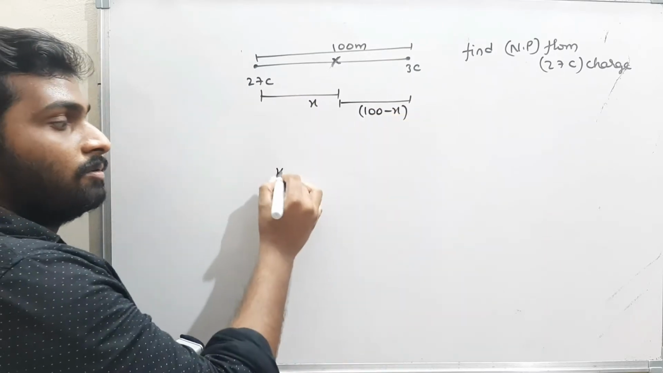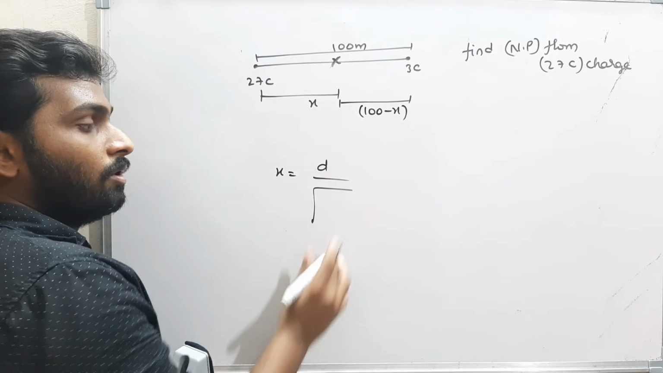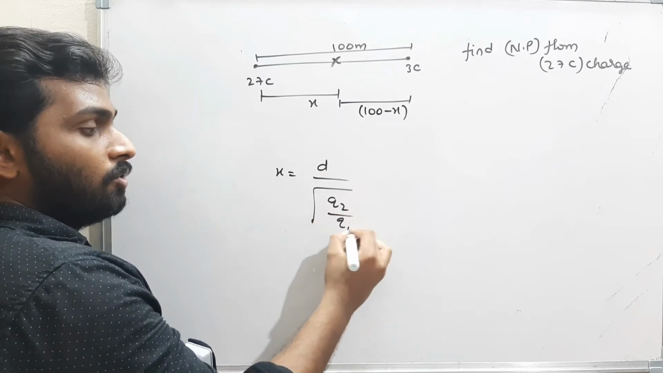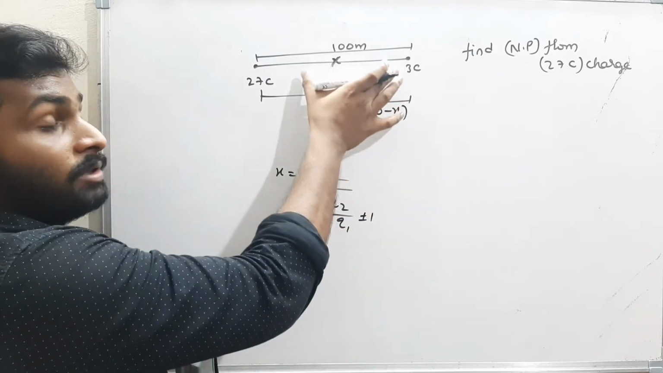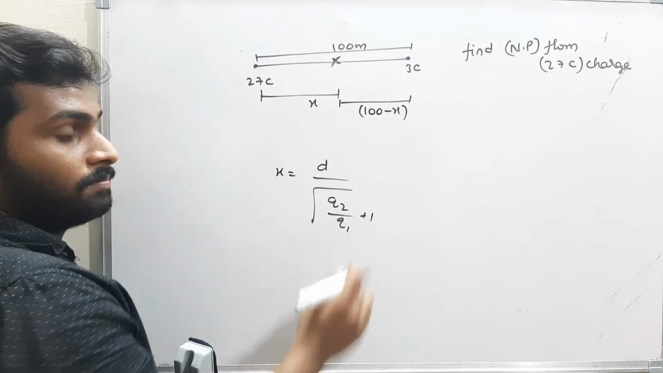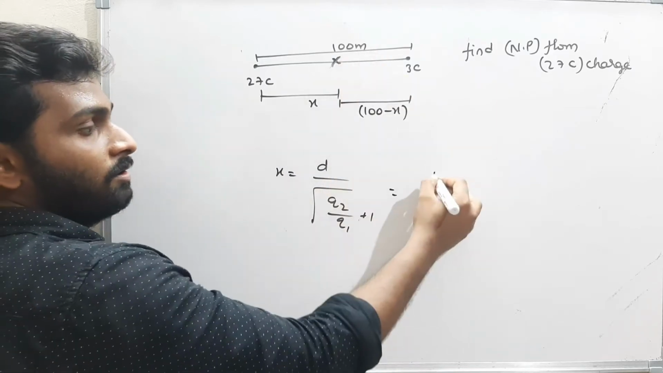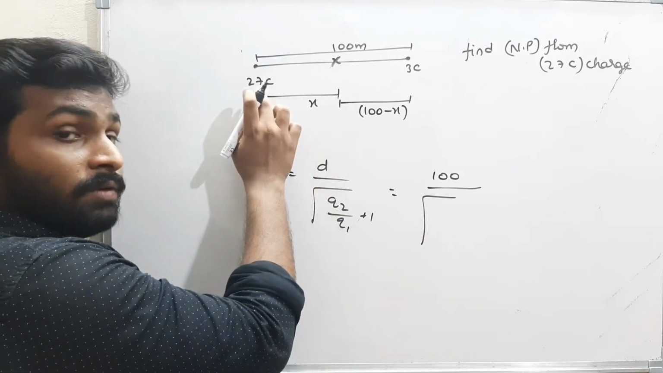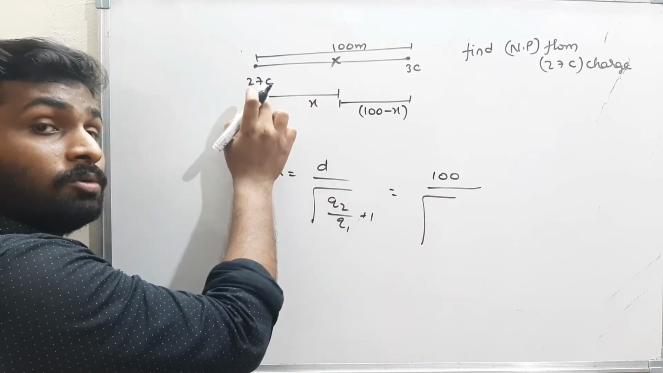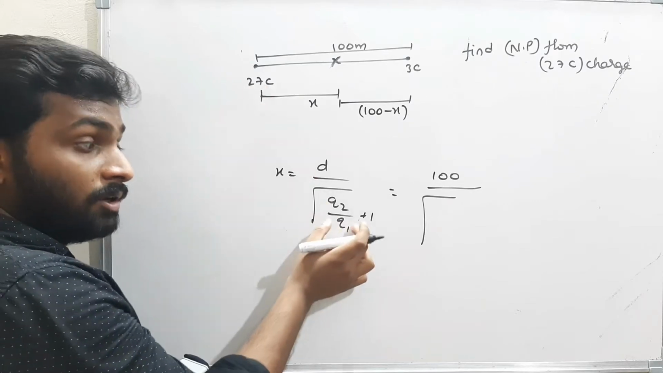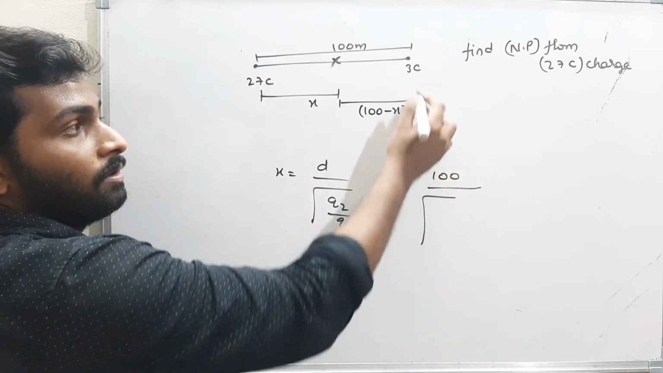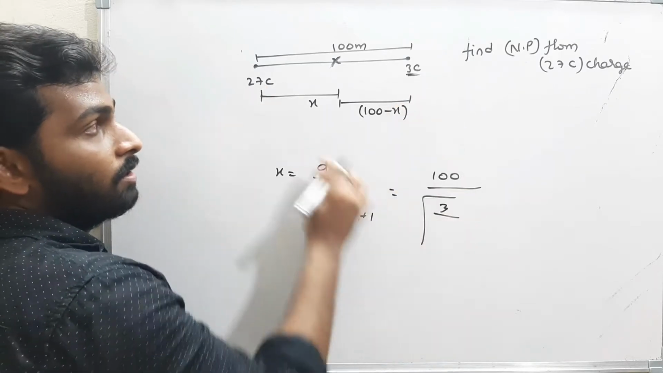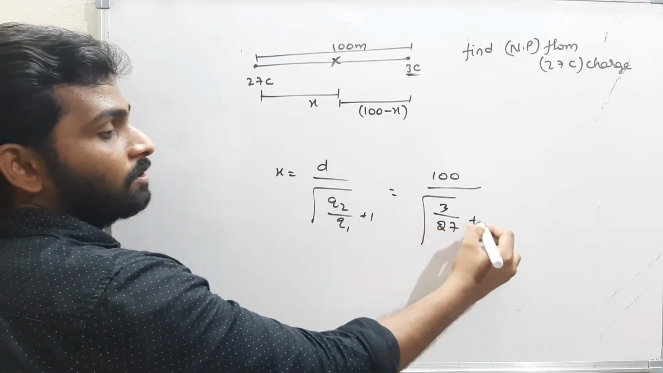Okay, now what is x value? X is nothing but d by root of q2 by q1 plus or minus 1. Both are like, therefore I will take plus. What is d? 100 by under root of, from which charge I am finding the null point? That means from 27 coulomb charge I am finding the null point. That 27 must be in the denominator. Therefore 3 by 27 plus 1.